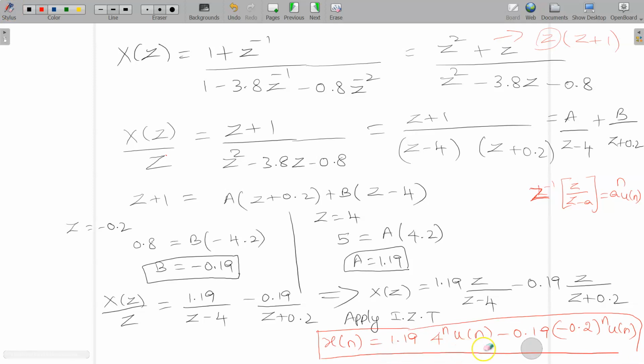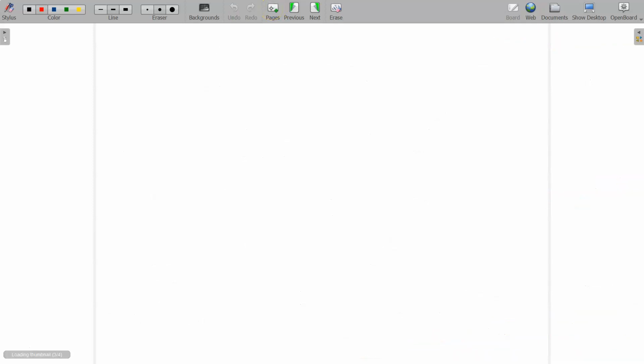So now we have x of n as this expression. But apart from finding the inverse z transform, they have given ROC conditions also. For those particular ROC conditions, we need to find what x of n is. The given ROC condition is modulus of z less than 0.2.